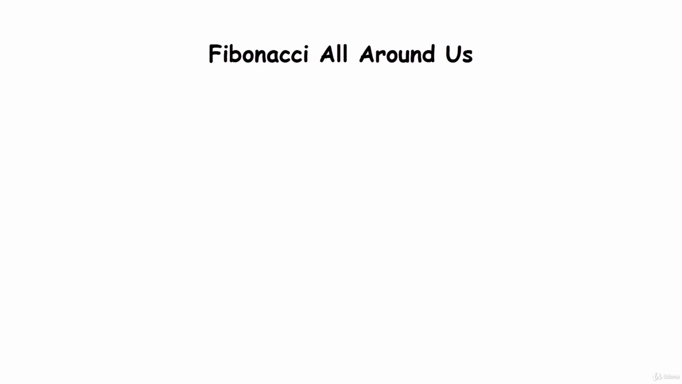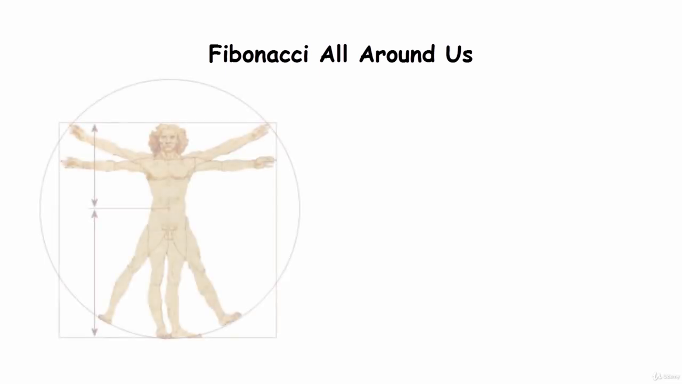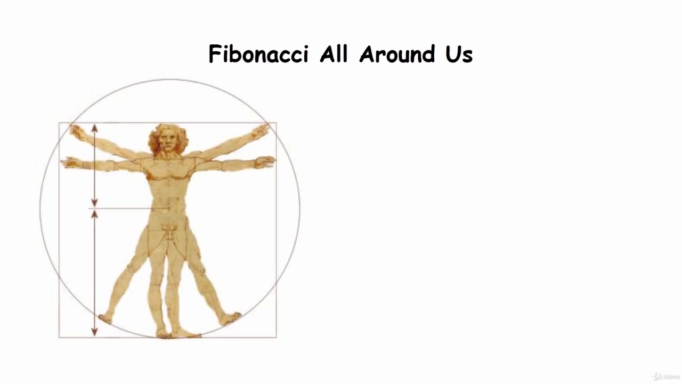Today I am going to show you how Fibonacci numbers and the golden ratio can be found everywhere around us. So let's start with you and me first. People who are proportionally and nicely built have precisely these proportions of their body. For example, from their feet to the belly button and from the belly button to the top of their head, they have the ratio of 1.618 to 1.